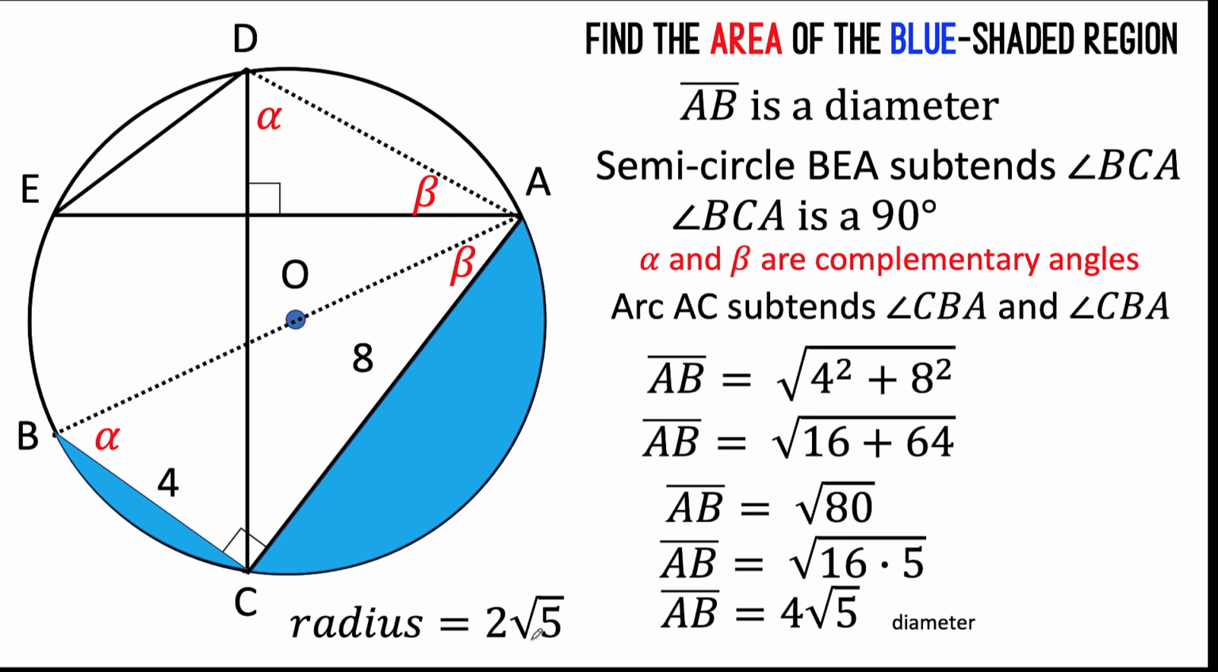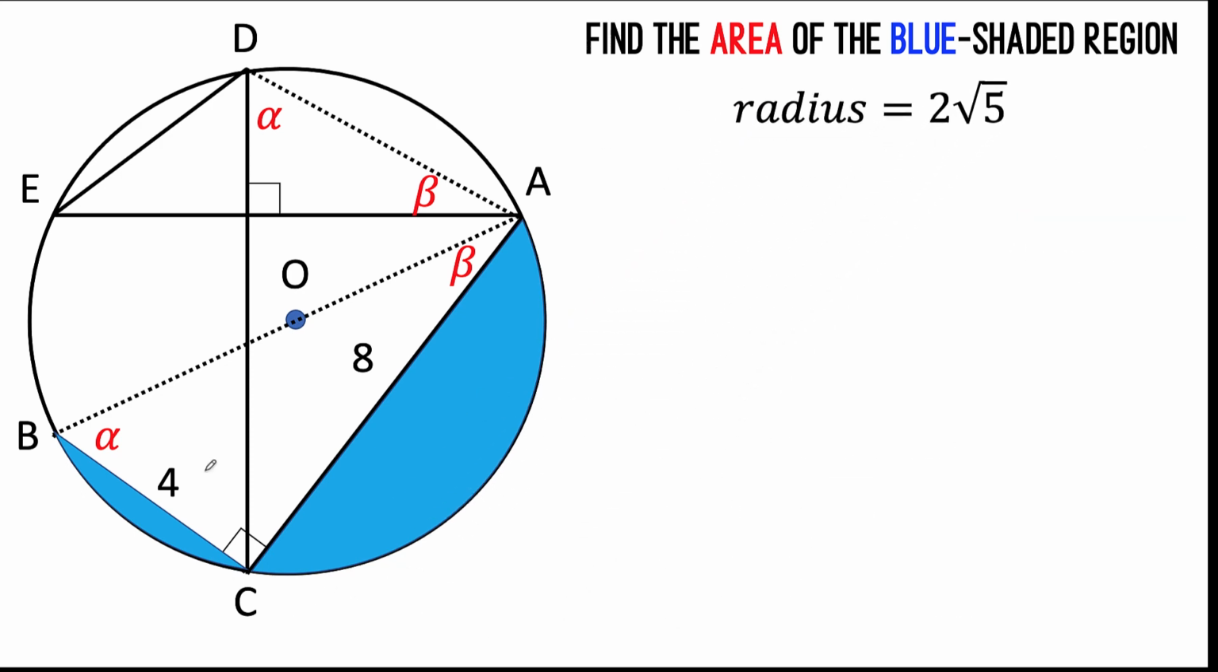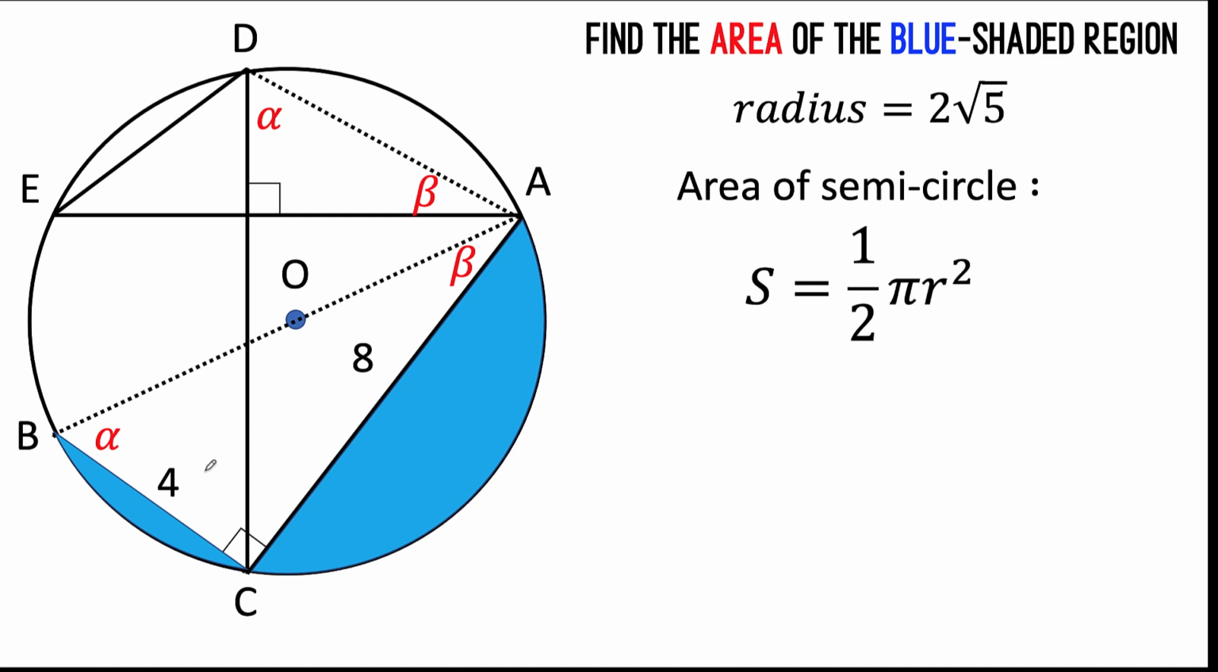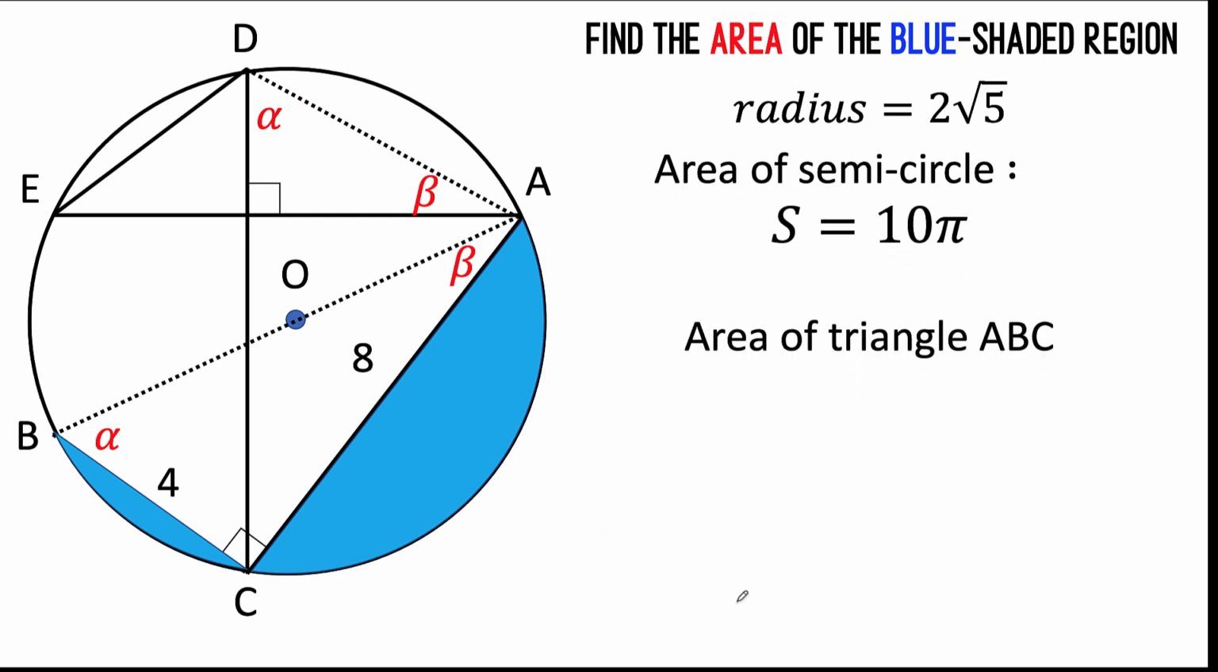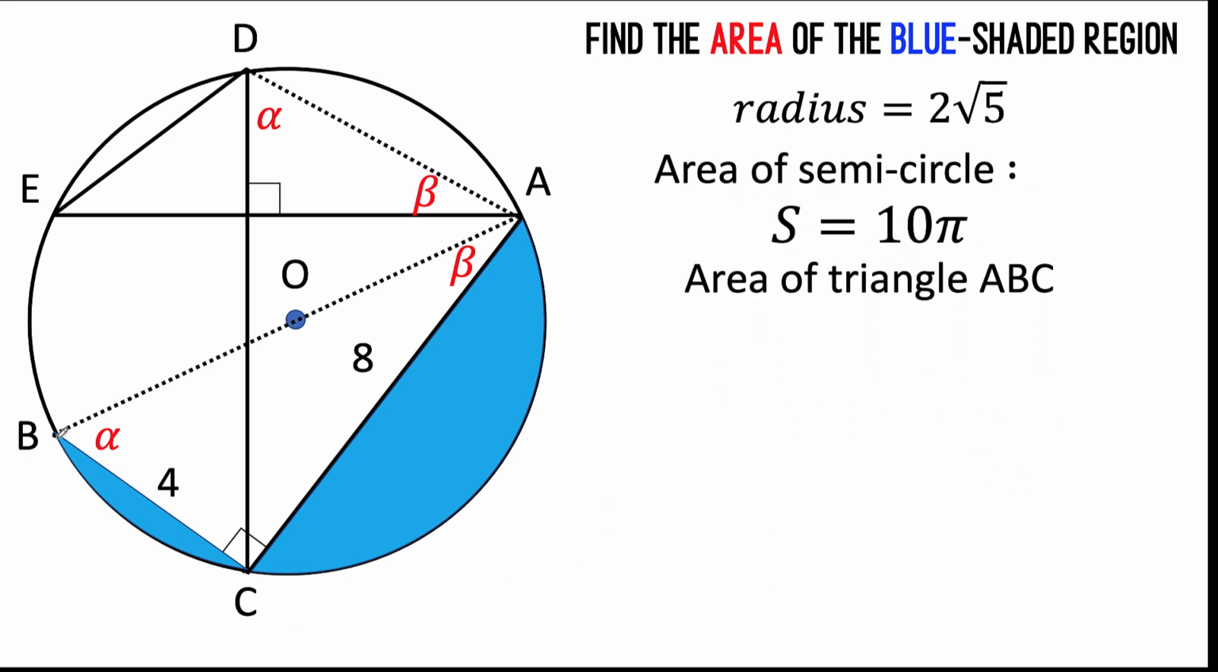Now that we already know what's the length of the radius, then we can now find the area of the semicircle. The area of the semicircle is 1/2 the area of a circle, so it's 1/2 pi r squared. We know that r is 2 square root of 5, so substitute that in the formula. We now have here the area of the semicircle, S, is equal to 1/2 times pi times the square of 2 square root of 5, which is 20, and that simplifies to 10 pi square units. Let's remember that result.